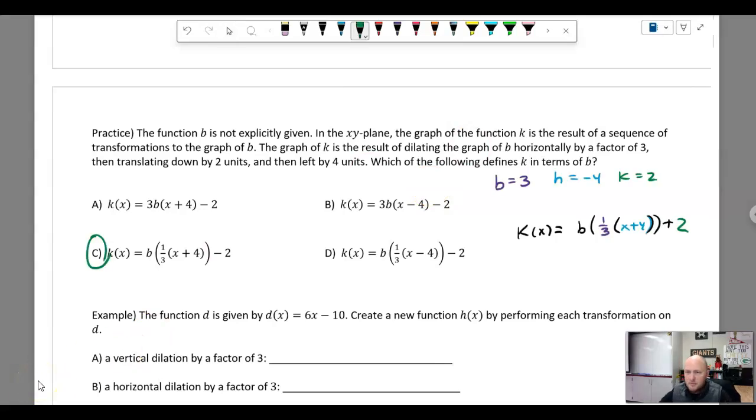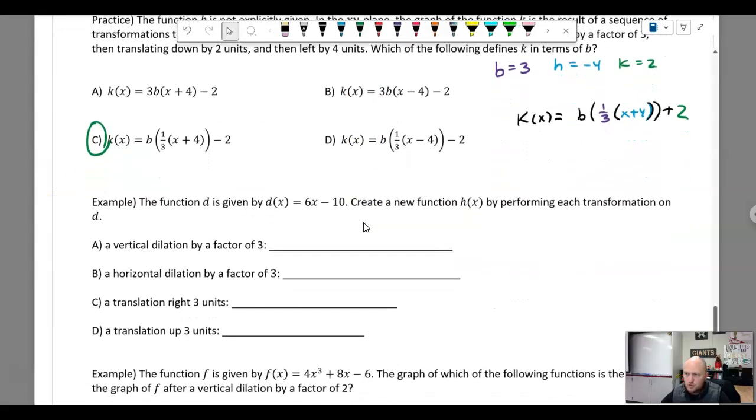Okay, here we go. For this one, you should have gotten C. Your b value is 3, your h value is -4, and your k value is 2 based upon what they told us. And then remember that when you plug these in, these two always do the opposite. So it's 1/3, here it's a plus 4. Answer is C.